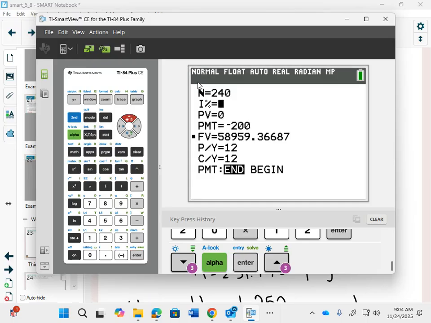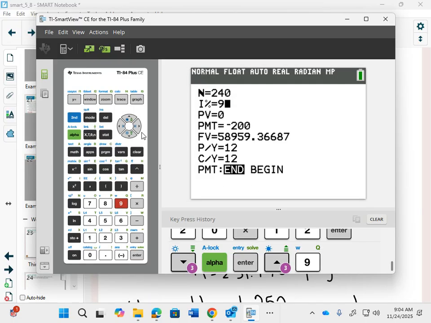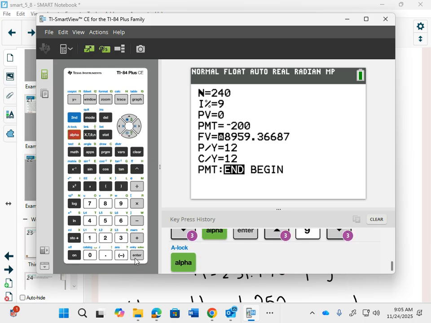If you got 9%, are you ready for this? So one set of grandparents got 6%. That kid got 100 grand at their 20th birthday. Another one only got 58 grand. And then a 9% person gets, alpha solve, $133,000.